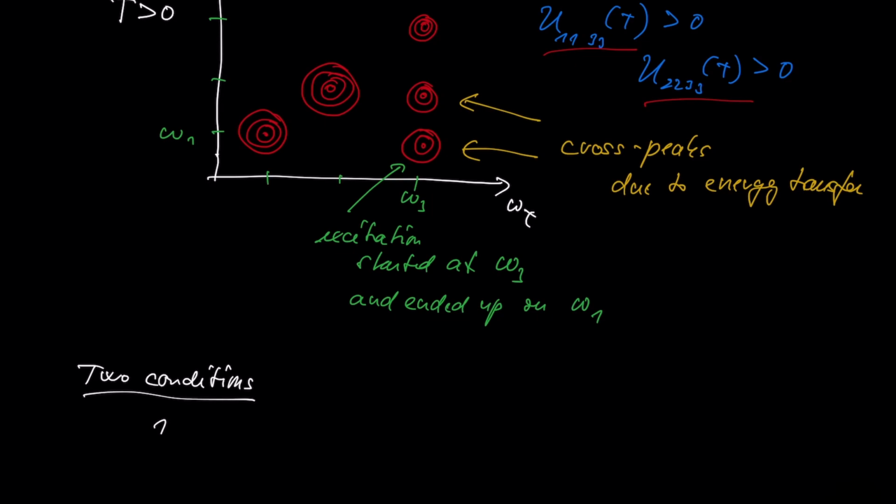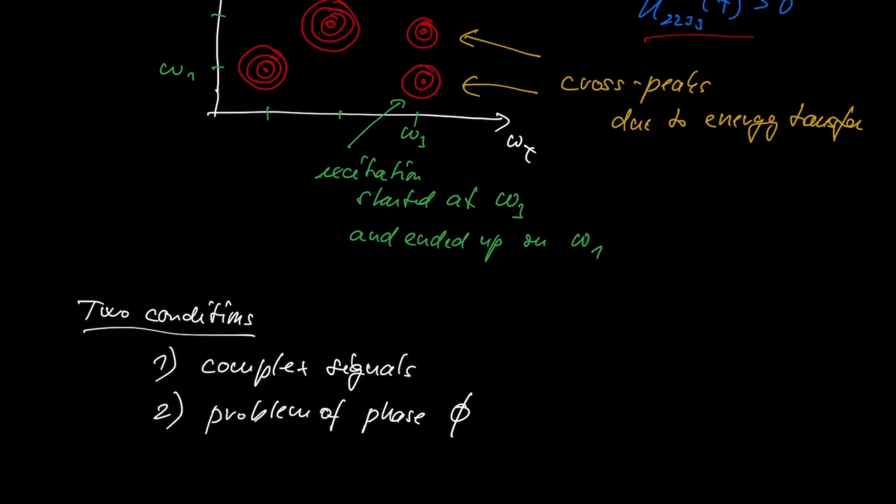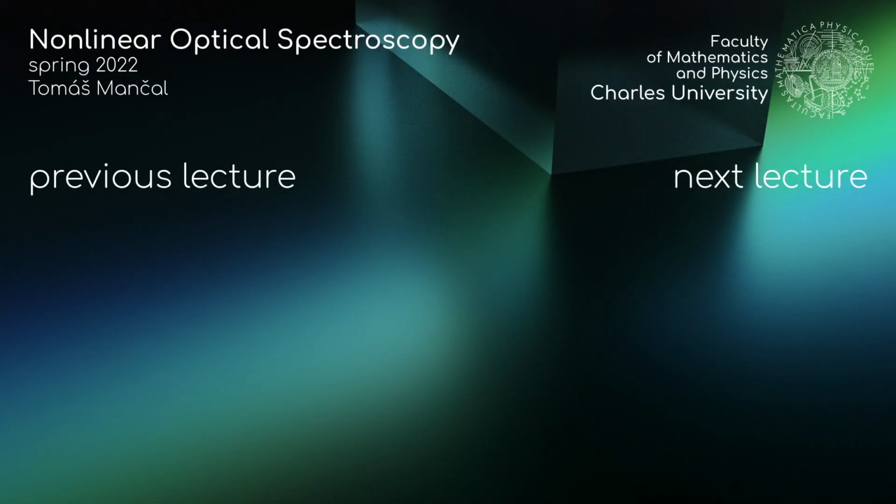We have to be able to detect complex signals. We have to have complex values for those signals that come from different Liouville pathways so that we can properly Fourier transform them. And we also have to be able to get rid of the phi. And if we successfully overcome these two problems, we will have a perfect spectroscopy which will have both frequency and time resolution. And to get that, we will try to overcome these two problems in the videos that will follow.